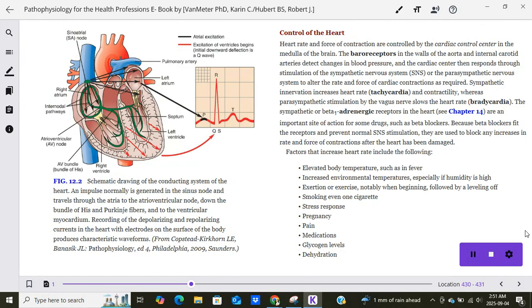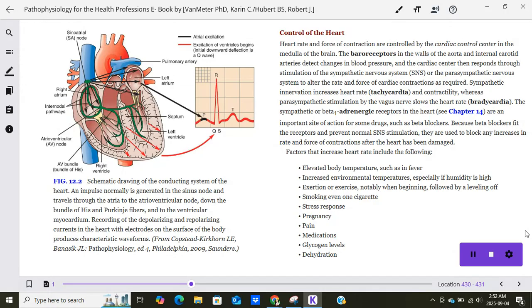Fig 12.2 Schematic drawing of the conducting system of the heart. An impulse normally is generated in the sinus node and travels through the atria to the atrioventricular node, down the bundle of His and Purkinje fibers, and to the ventricular myocardium. Recording of the depolarizing and repolarizing currents in the heart with electrodes on the surface of the body produces characteristic wave forms. From Kopstedt-Kirchhorn L.E., Banasic J.L., Pathophysiology, ed. 4, Philadelphia, 2009, Saunders.